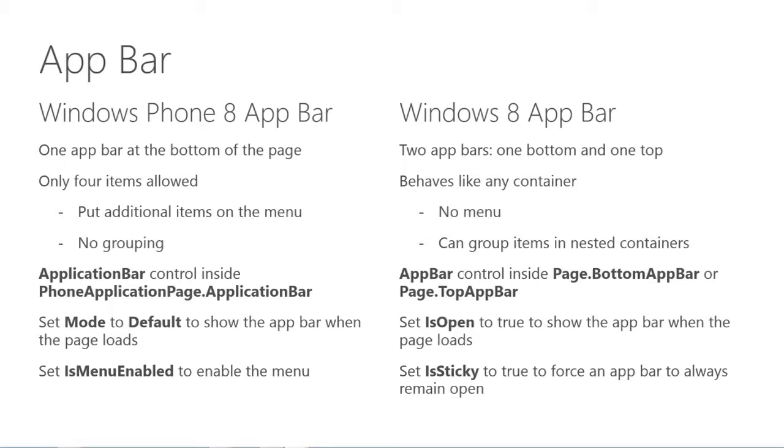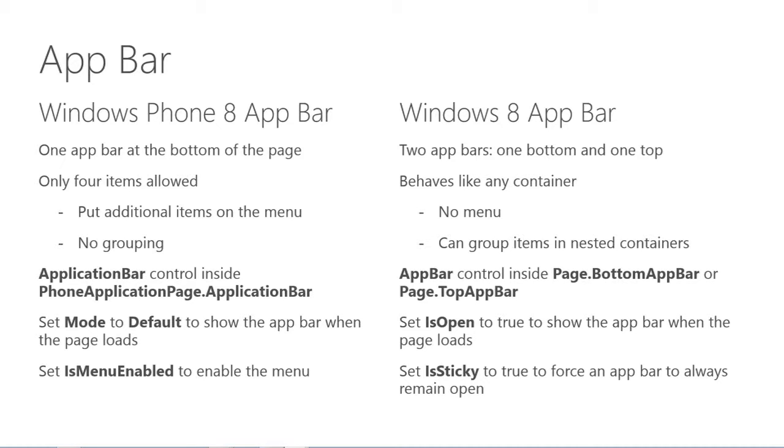Windows 8, on the other hand, the app bars behave like containers. There is no standard menu that you can use like the Windows Phone app bar, but you can do similar things using flyouts and so on. You can also group items using nested containers within the app bar. And so you can be more creative, you can do things a little bit differently and take advantage of that.